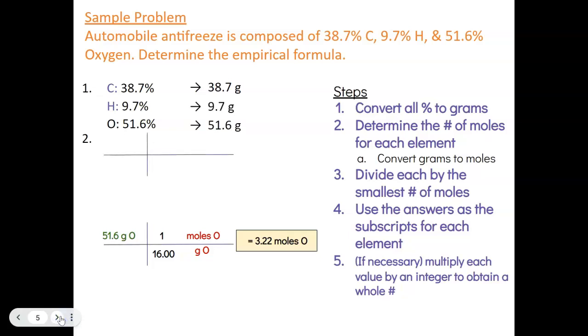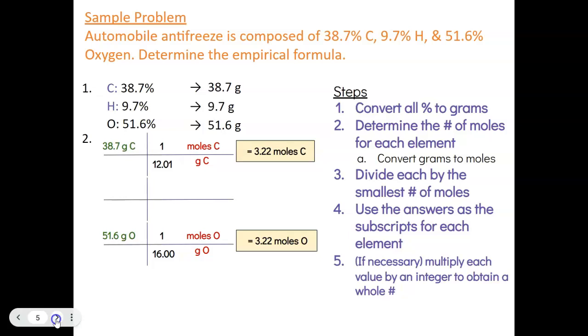Step two, we got to convert everything to moles. So let's start with carbon. 38.7 grams of carbon. We want to eliminate our grams, so our grams will go on the bottom and our moles will go on the top. So it'll be 1 mole over the molar mass of carbon, which is also the average atomic mass because there's only one atom of carbon. So that's 12.01. We would do 38.7 divided by 12.01, which will give us 3.22.